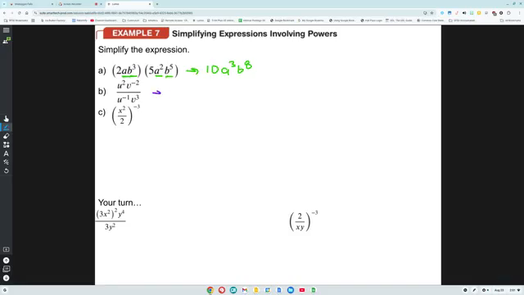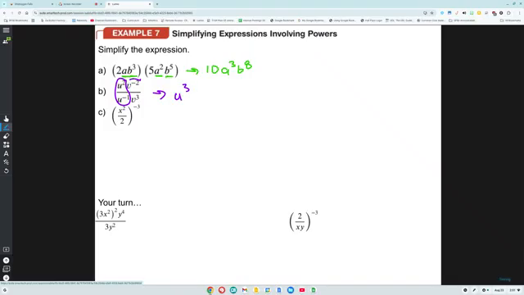Next one, again, there's a lot of different ways you could approach this. What I'm going to do is I'll just do it all in one step. I'm seeing the same base in the top and the bottom. I know that when I'm dividing with a common base, I subtract my exponents. So in this case, I see u squared divided by u to the negative 1. I'm thinking in my head 2 minus negative 1. 2 minus negative 1 is 3.